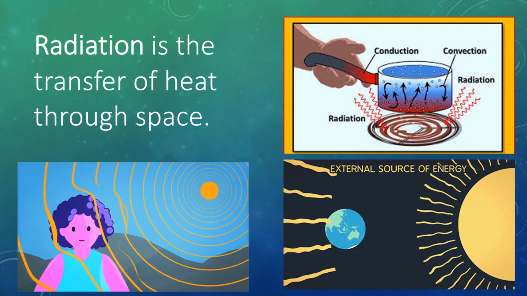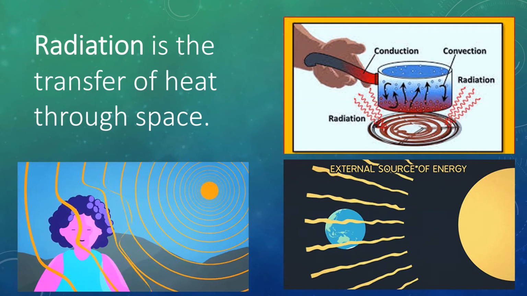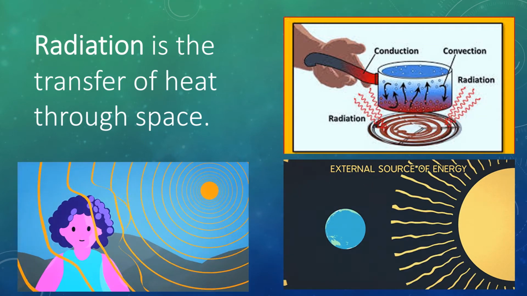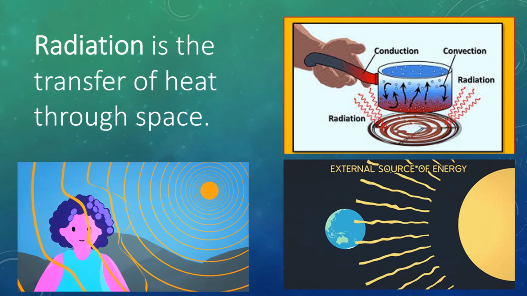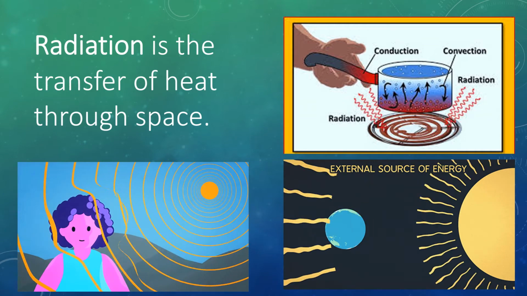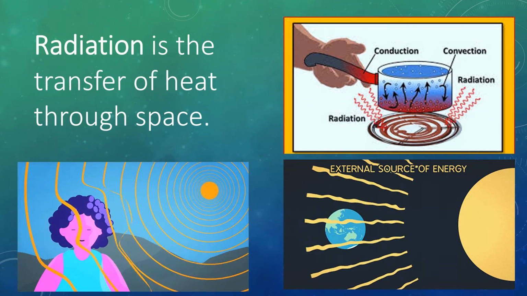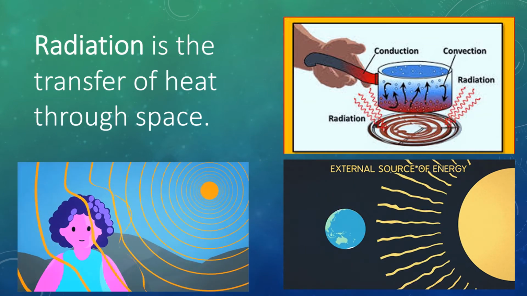Radiation is the transfer of heat through space. Aside from the illustrations here, another example of radiation is when we feel heat when we go near an oven or a stove.